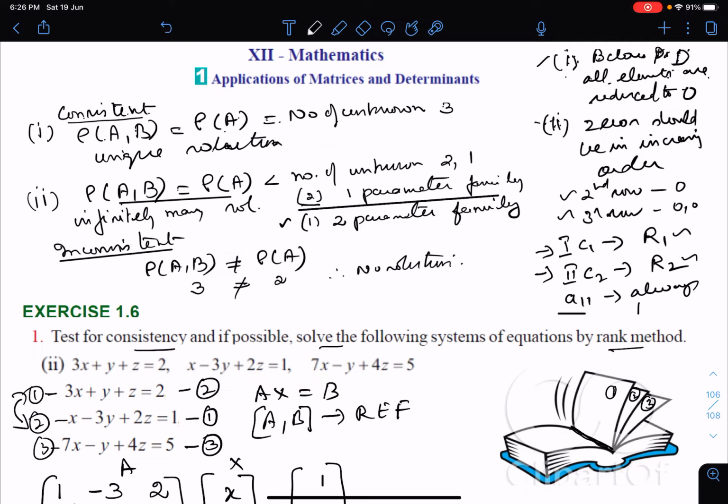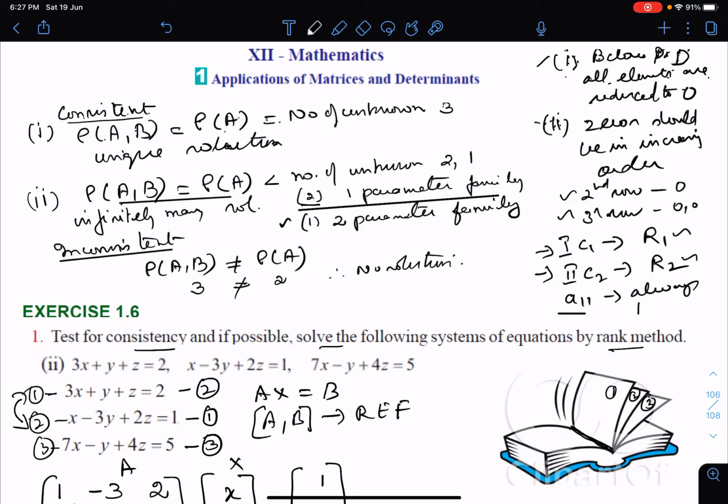Today we are going to see exercise 1.6, first sum, subdivision 2: test for consistency and if possible solve the following system of equations by rank method. I have already done this. I have left out the last step alone to make the video a bit short. I'll explain it to you step by step.